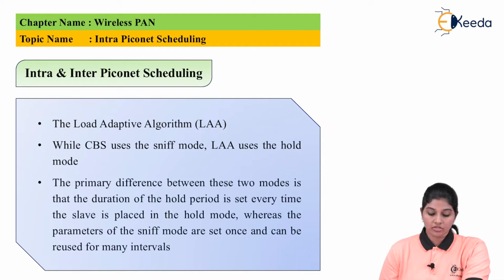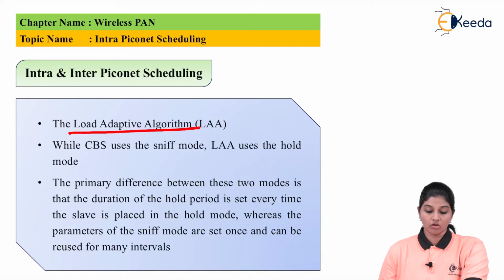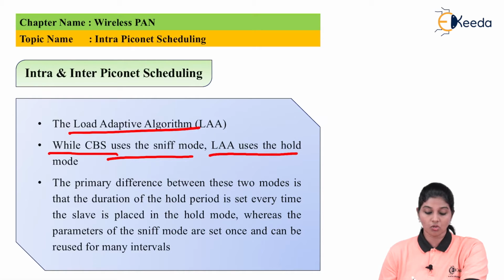The next type of algorithm is the local adaptive algorithm, which is denoted by LAA. While CBS uses the sniff mode, LAA uses the hold mode. These two modes are basically the power saving modes of the Bluetooth device. So CBS, that is the credit based scheme, uses the mode called sniff mode, and the LAA uses the hold mode of the Bluetooth device.